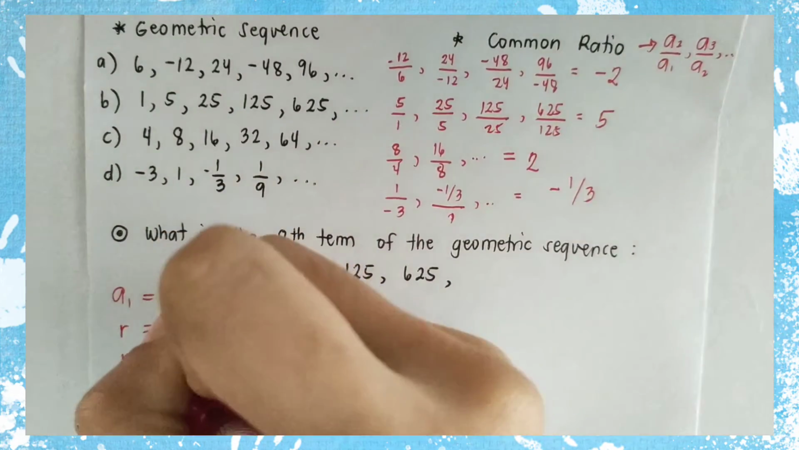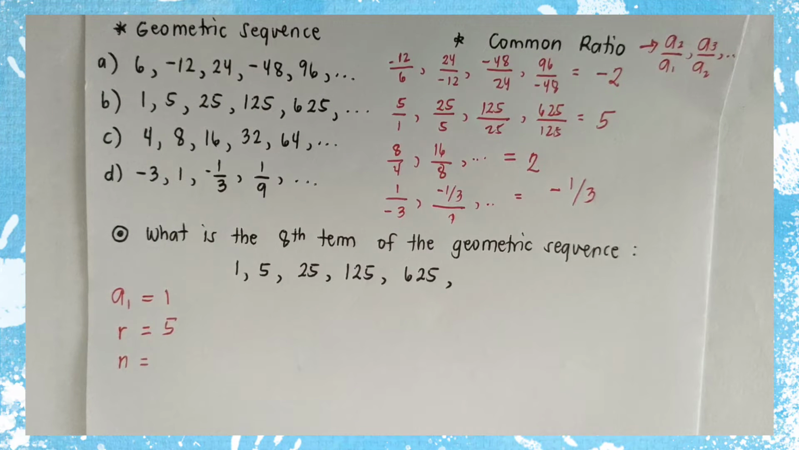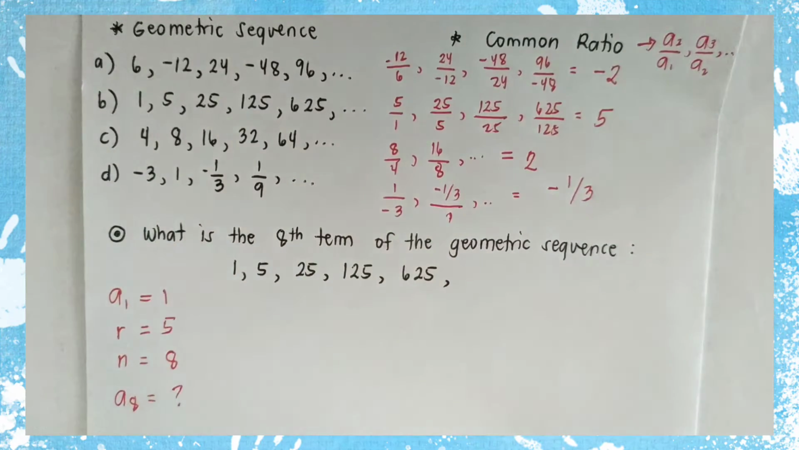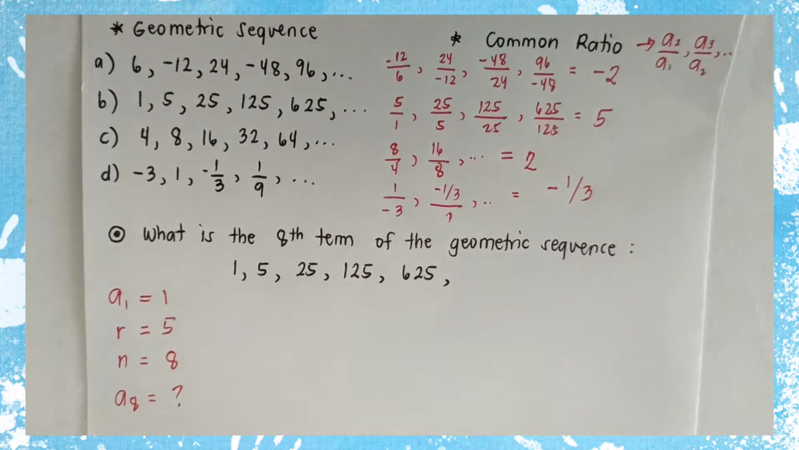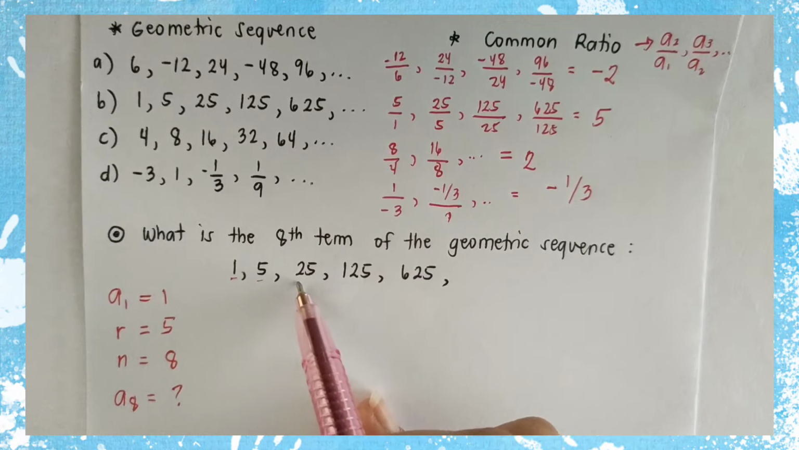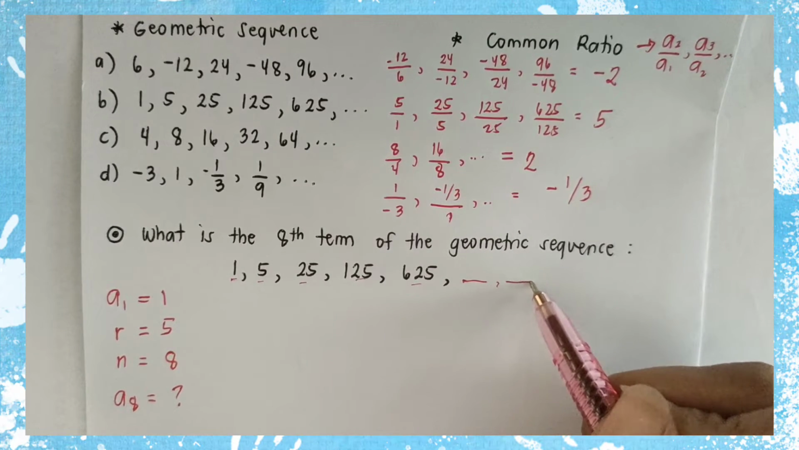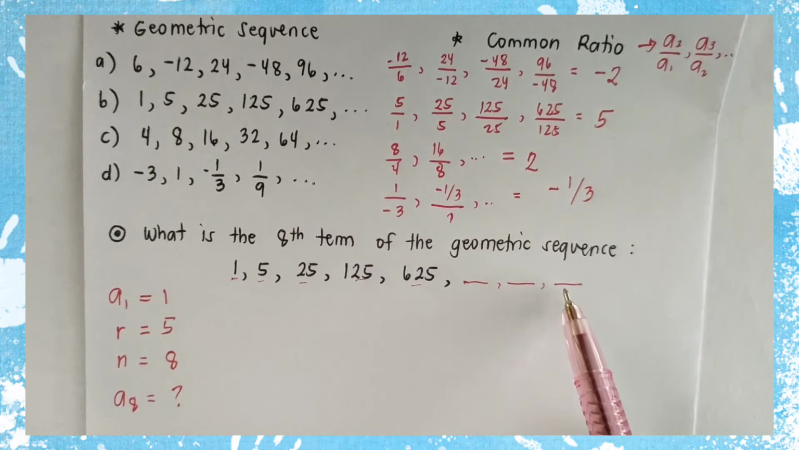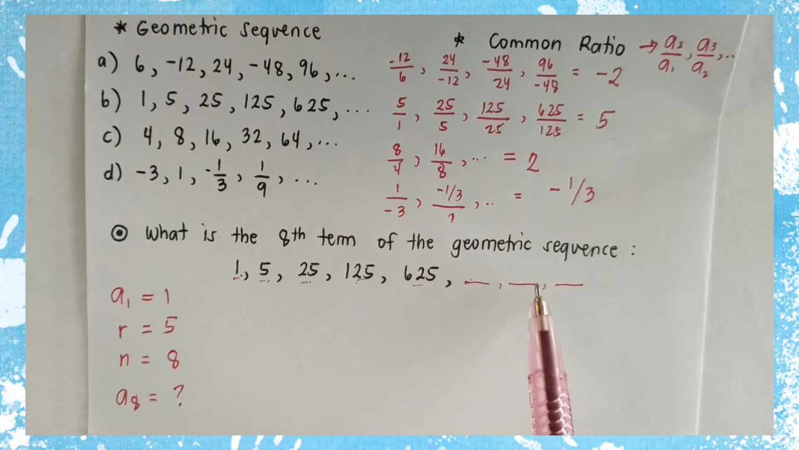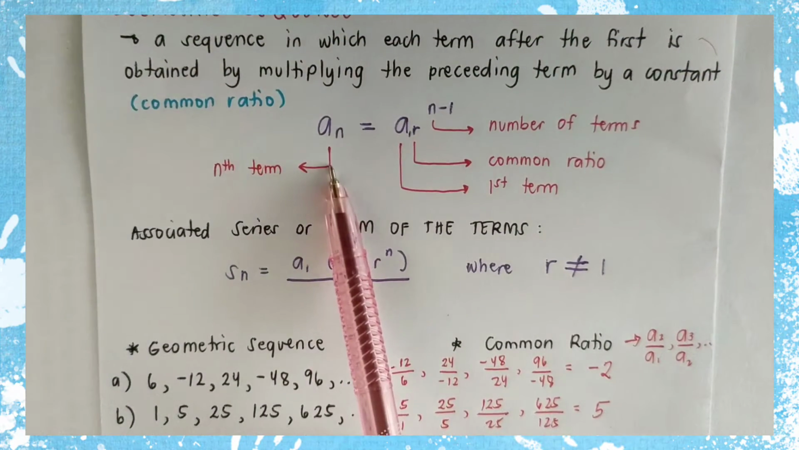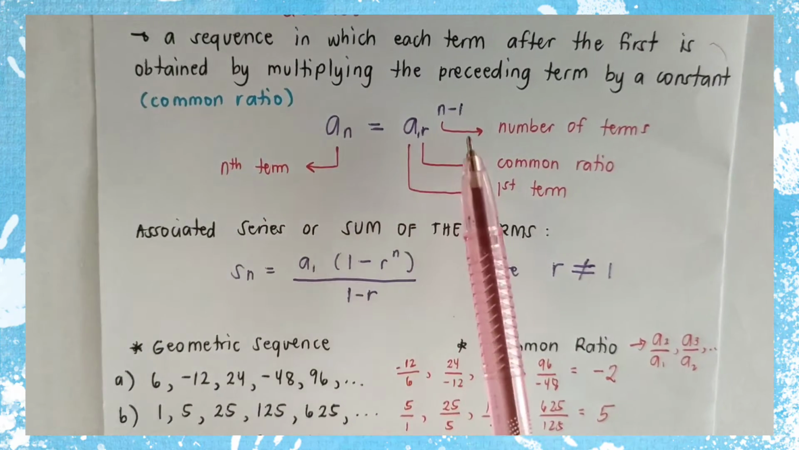Next, our n. Our n is the term that we are looking for, which is 8. That is our n, and of course, a sub 8, because we are looking for the 8th term in this geometric sequence. So, first term, second term, third term, fourth term, fifth term, 6, and then 7, 8. What is the 8th term? In order for us to solve that, let us now apply the formula for geometric sequence, which is a sub n is equal to a sub 1 times r raised to n minus 1.